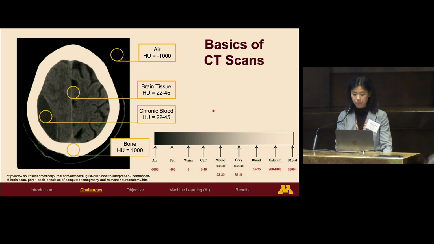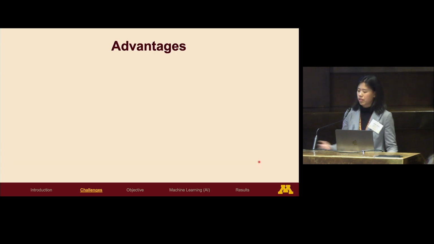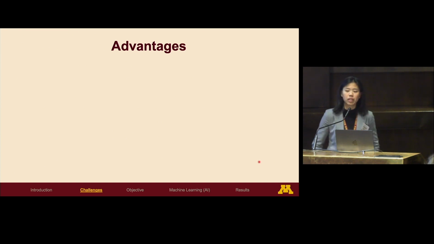So each pixel in the CT scan represents a Hounsfield unit. The air we can see here is negative 1,000 Hounsfield units, versus the skull bone, which has a Hounsfield unit of 1,000. And here we can see the chronic blood has a Hounsfield unit in the 22 to 45 range, and it is very similar to the brain tissue. So we can see over here the range, 55 to 75, is the Hounsfield unit for acute blood.